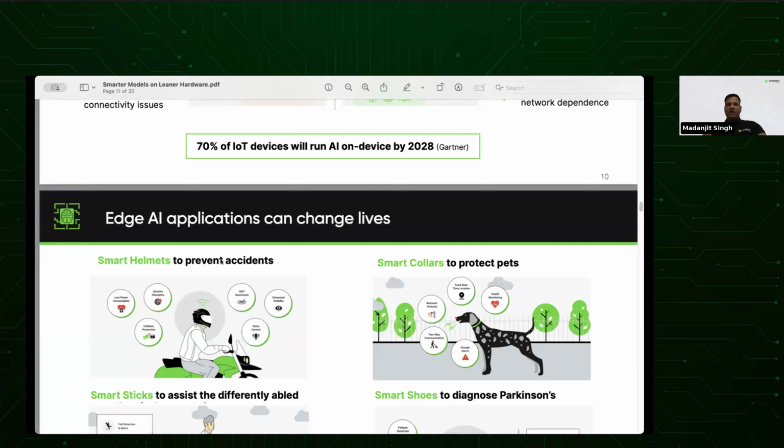You can also see smart collars, which enable real-time pet tracking, health monitoring, and behavioral analysis with instant escape notifications.